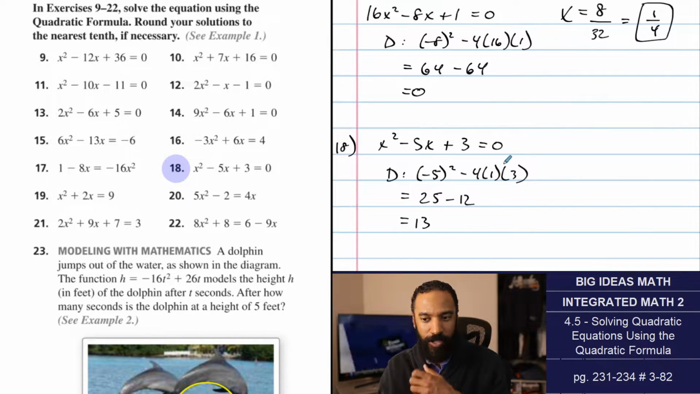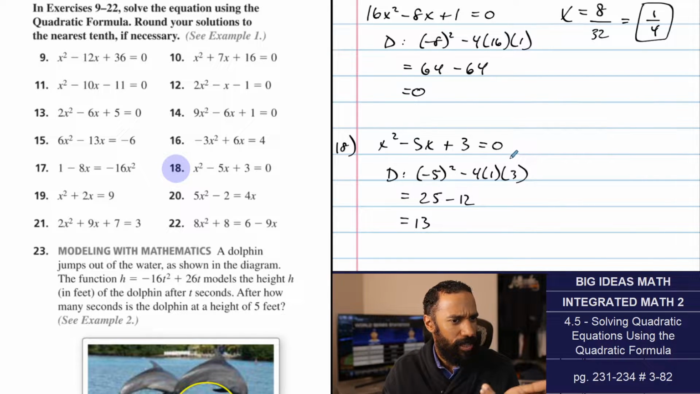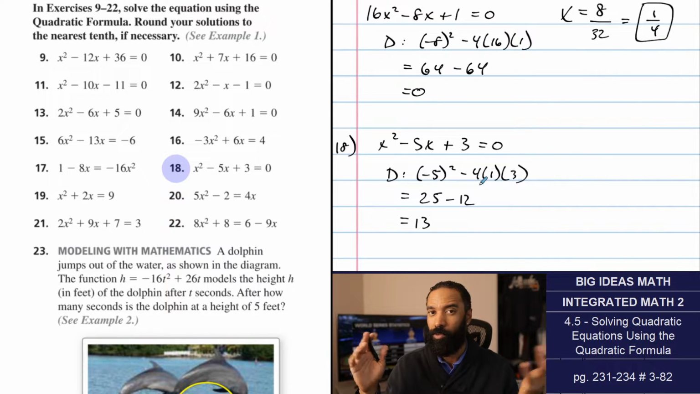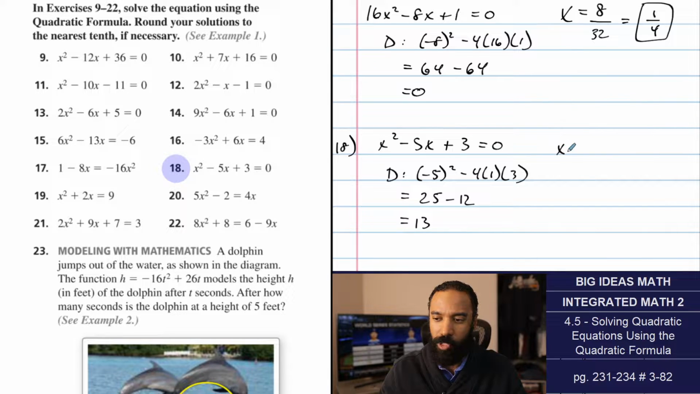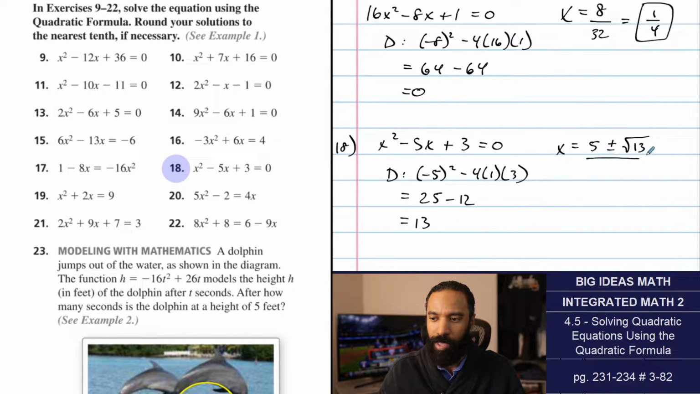So this is the first set of something that, to my knowledge, I think the other ones were either no real solution or factorable. This is the first irrational solution set. The square root of 13 can't be simplified, but it's also not a perfect square. So when we start solving this, we're going to say x equals negative b, the opposite of negative 5, plus or minus the square root of b squared minus 4ac, all over 2a. 2 times 1 is just 2.